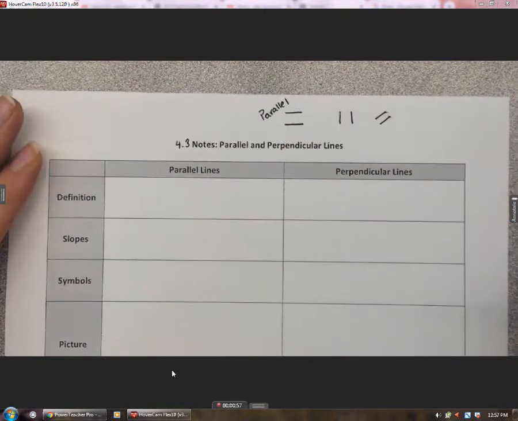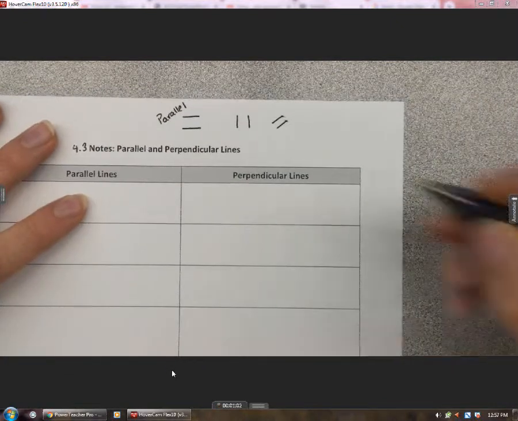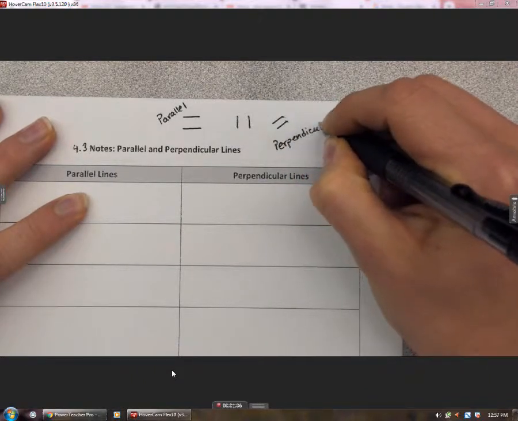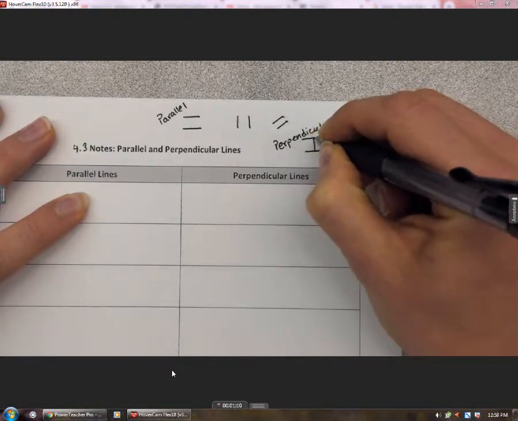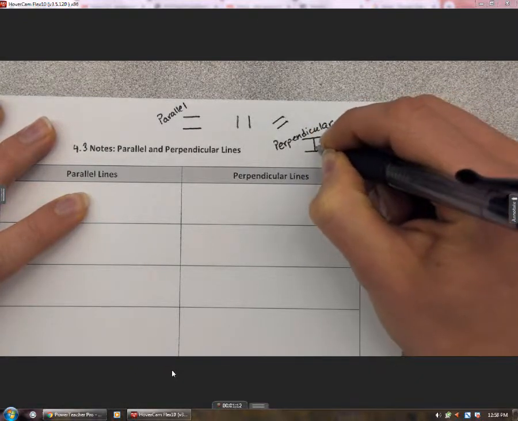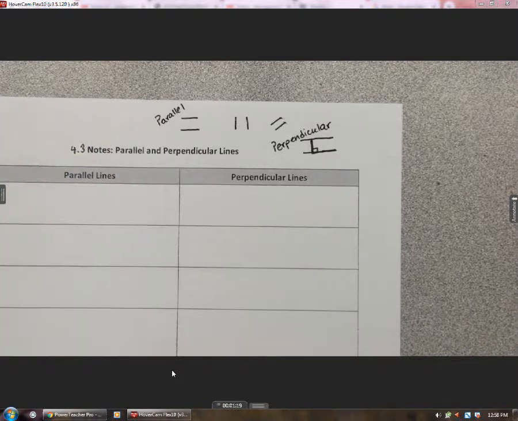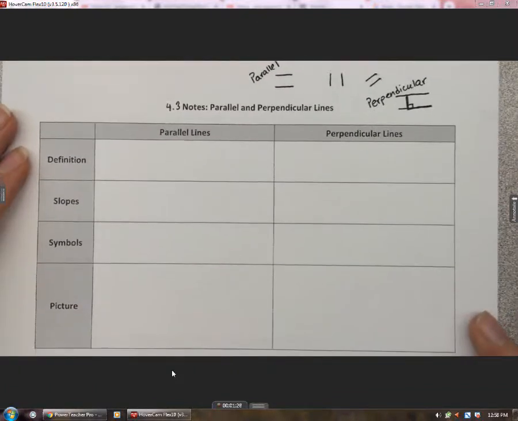And if you look around the room, you'll also see perpendicular lines in the bricks. And perpendicular lines are where your bricks kind of meet here. This line and this line are perpendicular. They make a 90-degree angle together. So parallel and perpendicular lines are all over the place. We are going to practice.